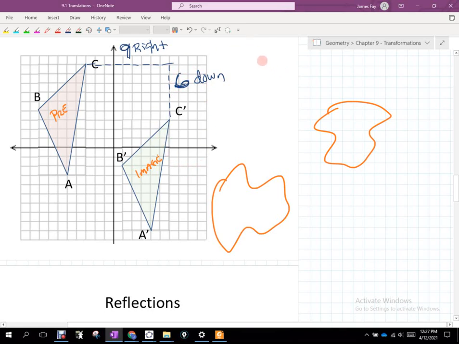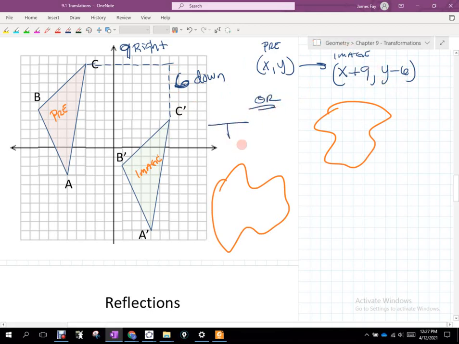So if I wanted to write a rule that takes an (x, y) from my pre-image to my image, that rule, 9 to the right, says you do what with the x? Add 9, right? What do I do with the y if I'm going down 6? Subtract 6. Okay? That's the mapping. Or you could write it this way: translation, 9 comma negative 6. A lot of textbooks like to use this. That's a lot easier to write than the mapping.